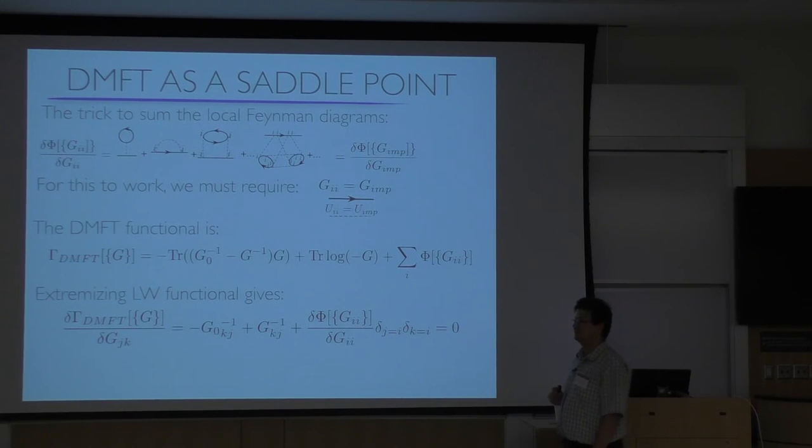So then G is supposed to be the full G. Correct. The real propagator. Correct. On the site. The real propagator on the site.